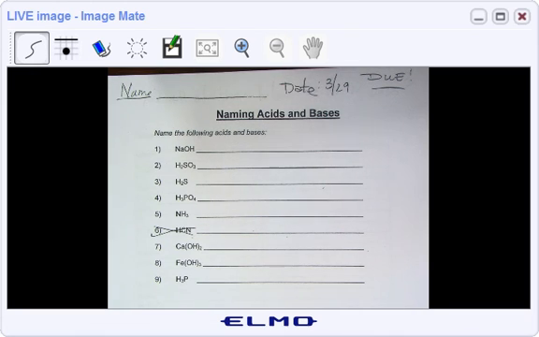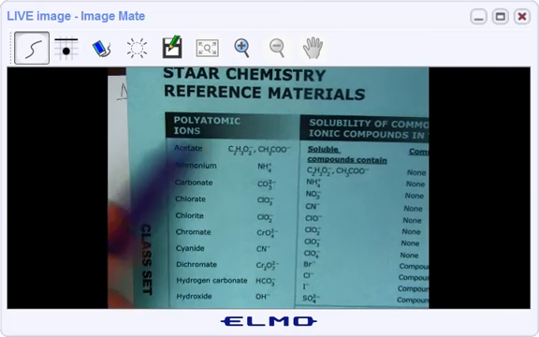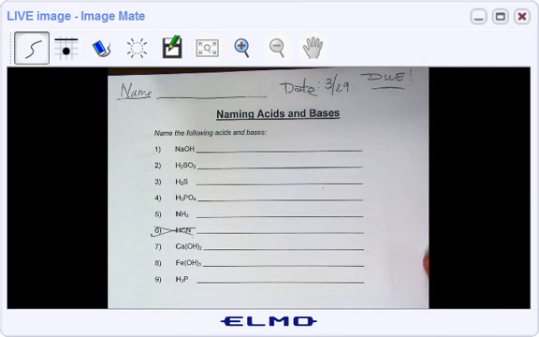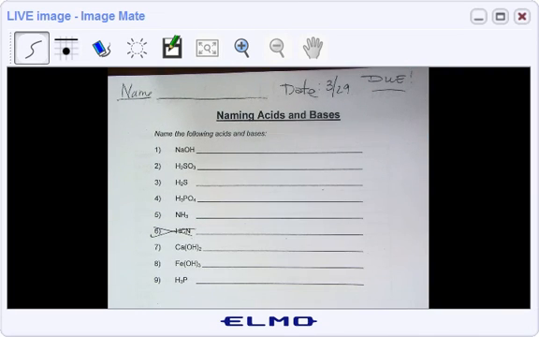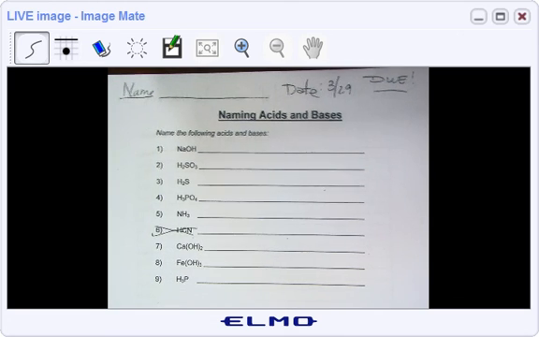Okay, today we are going to learn about naming acids and bases. You will need your periodic chart, the star chart for the polyatomic ions. So right here on this side. But first we're going to start off with something much simpler. We're going to go from easy to difficult.